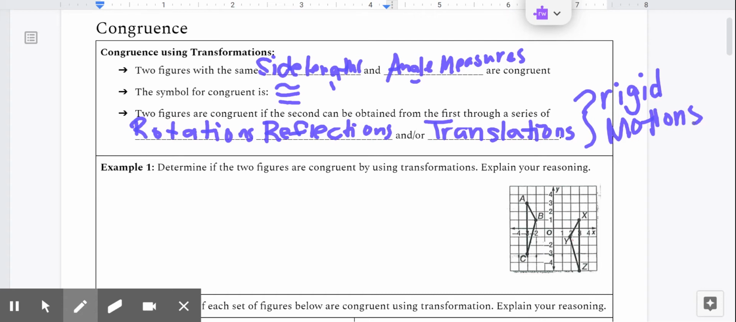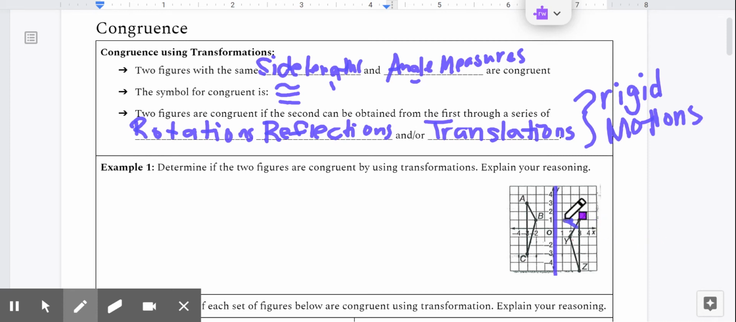All right, so the first thing we're going to do here in this first example is determine if the two figures shown are congruent by using transformations. And we're going to explain our reasoning. So really, if these two are congruent, we can prove it by making a transformation, a reflection, rotation, or translation. So if we look at these figures, we start with triangle ABC, and we're trying to match it up with triangle XYZ to prove that they are congruent. The first transformation that I would make is I would reflect triangle ABC over the y-axis, right? And when we do that, you would see that point B would become right here, right?